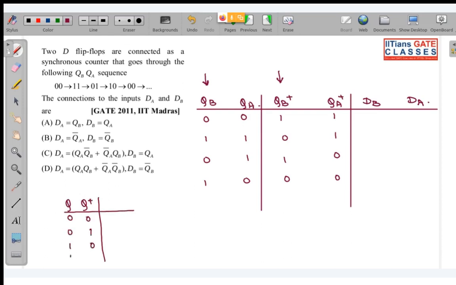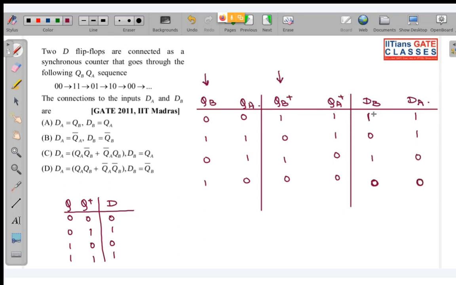Even you don't need to write. Whatever is Q plus, same will be D. So this is 0, 1, 0, 1. Whatever is DB, whatever is QB, you copy it: 1, 0, 1, 0. And over here, DA is equal to the same, so this is 1, 1, 0, 0. Now you need to find DB in terms of QB QA and DA in terms of QB QA.